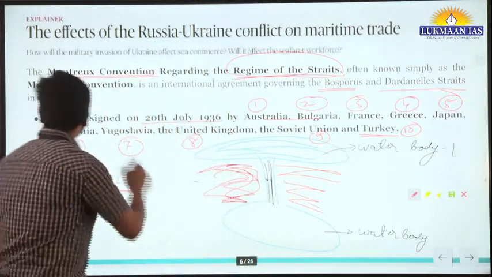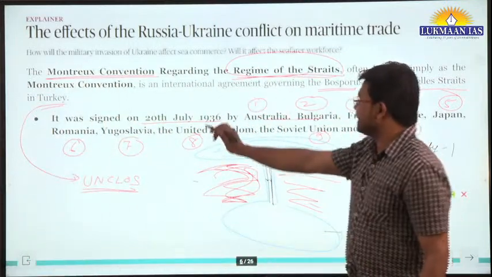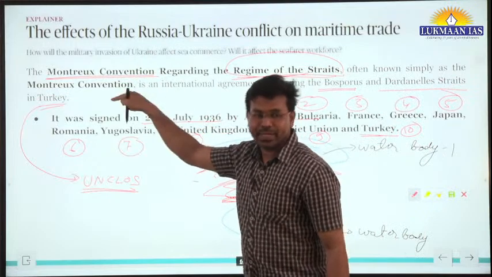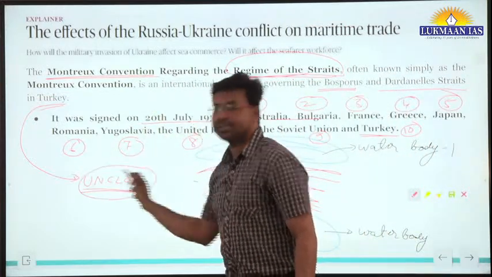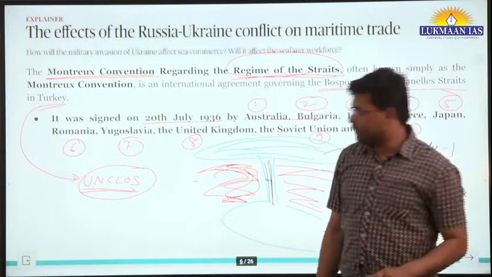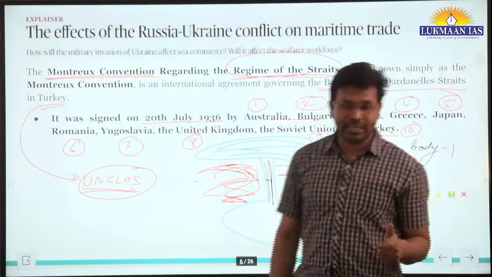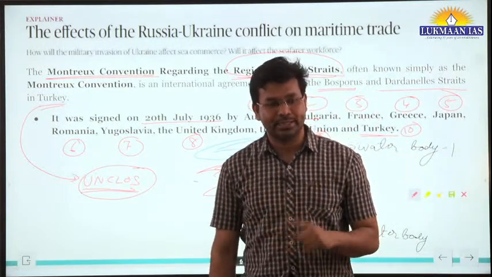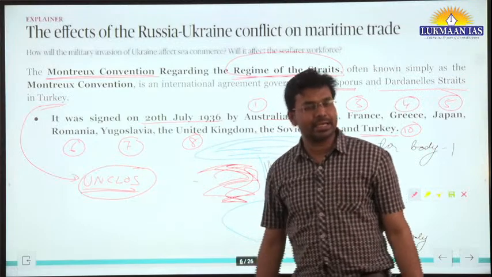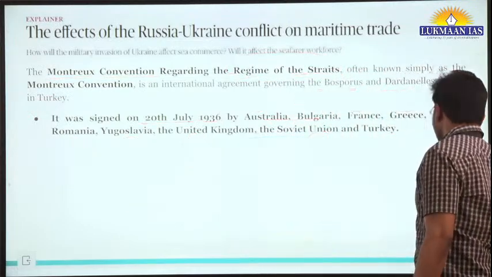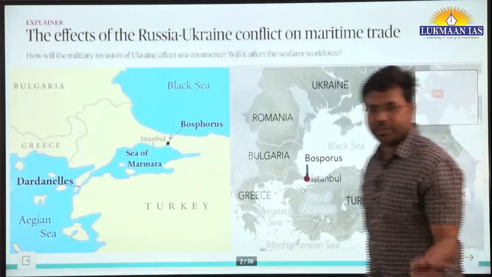Okay, but the thing is, Turkey is not a signatory of the United Nations Convention on the Law of the Sea. Turkey is a signatory of the Montreux Convention that gives Turkey the right to administer these two straits. But Turkey is not a signatory of this particular convention. So what rights does this convention give to Turkey? To administer these two straits effectively, and at the same time it is not bound by the rules and regulations of UNCLOS, the United Nations Convention on the Law of the Sea, because Turkey is not a signatory.